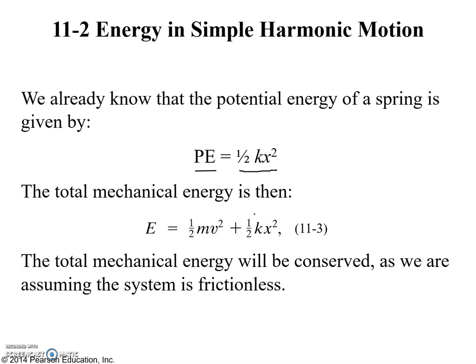The total mechanical energy, therefore, is going to be equal to the sum of the kinetic energy of the box that's moving back and forth, which is 1/2 mv squared, and the potential energy stored in the spring, which is 1/2 kx squared. So energy is conserved. There's no energy being created or lost in this system. So at any given point in time, we could find the total amount of energy by summing these two types of energy, the kinetic and potential energy.